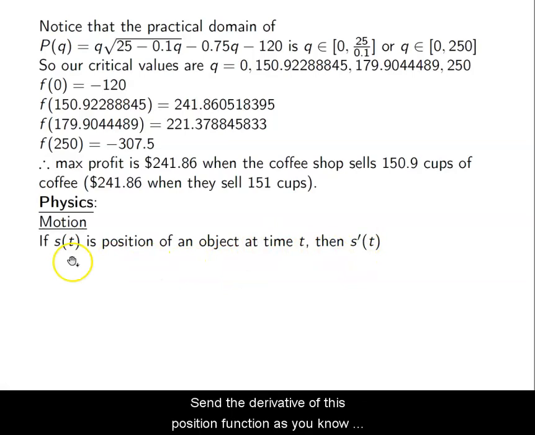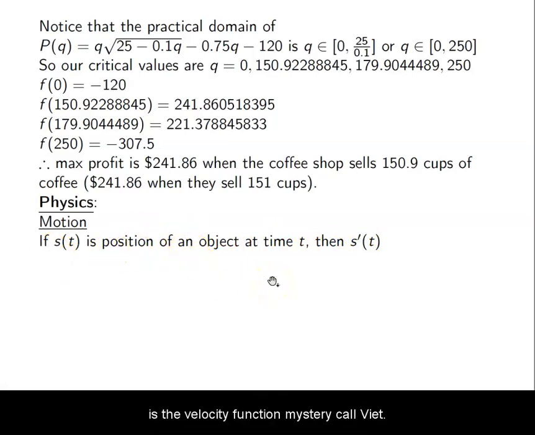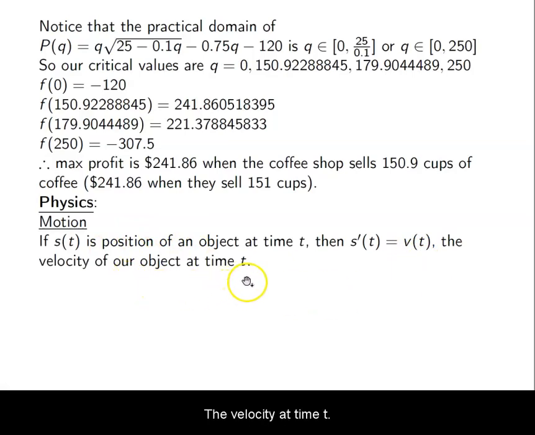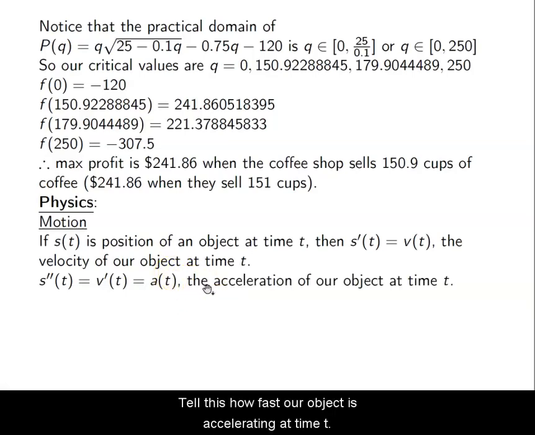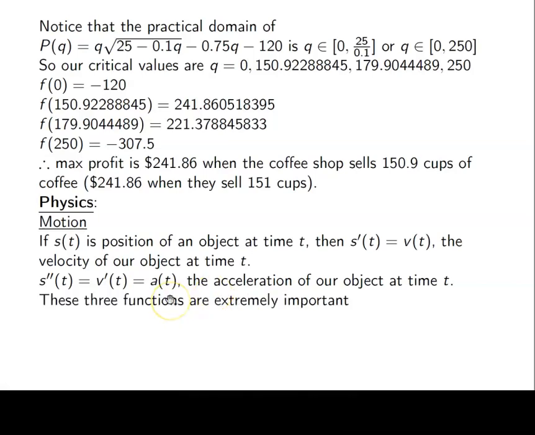Then the derivative of this position function, as we know, is the velocity function, which we call v of t, the velocity at time t. Okay. The second derivative of our position, which is the first derivative of velocity, is our acceleration function. It tells us how fast our object is accelerating at time t. Okay. These three functions are extremely important, right? The position, the velocity, and acceleration.